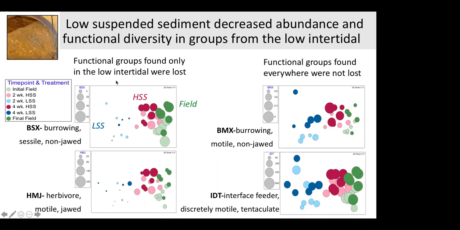But the functional groups that were only found in the low intertidal were lost. So they were fine at high sediment, but as soon as we moved to low sediment, they were gone. And so what this tells us is that the low intertidal site that had the greatest taxonomic diversity also has the greatest functional diversity. Some of the groups that were only found in that more specialized habitat were not very able to cope with a rapid drop in the amount of suspended sediment.